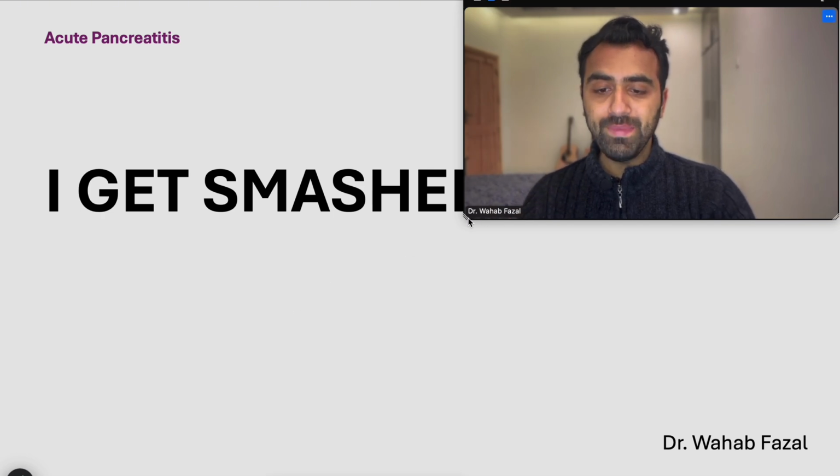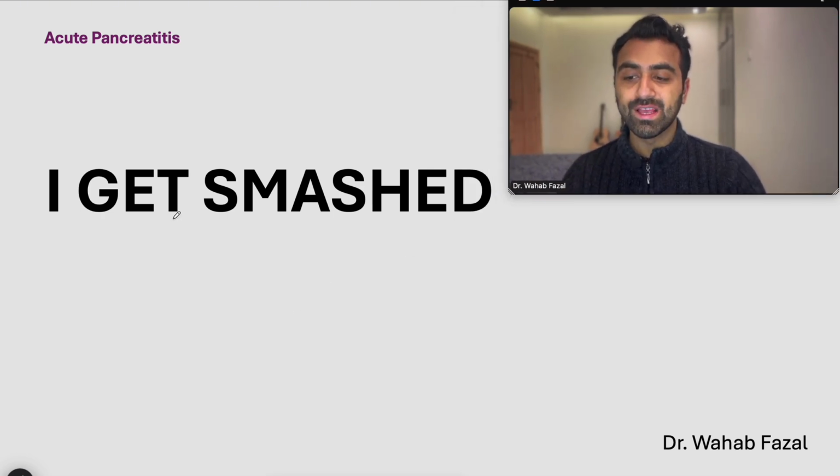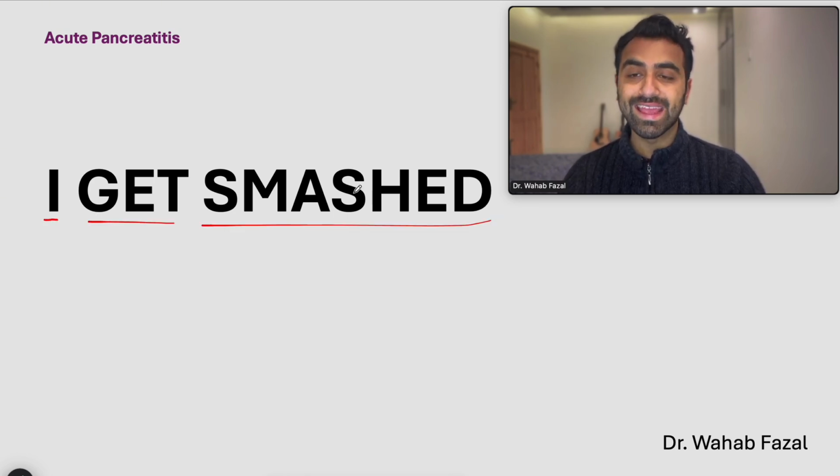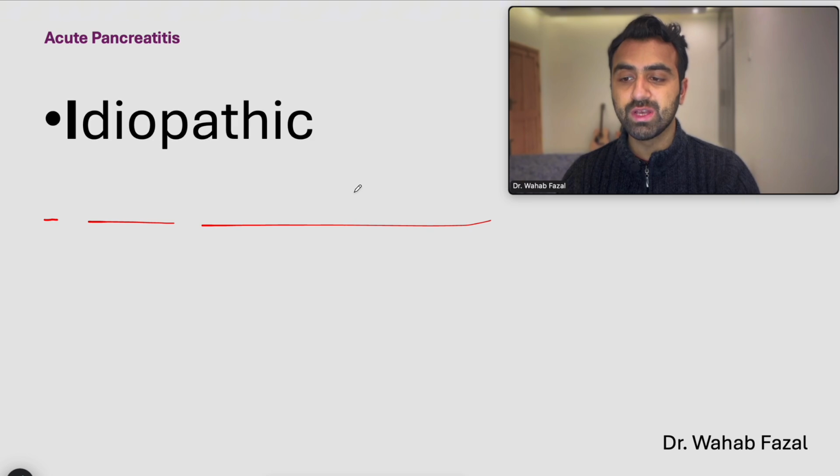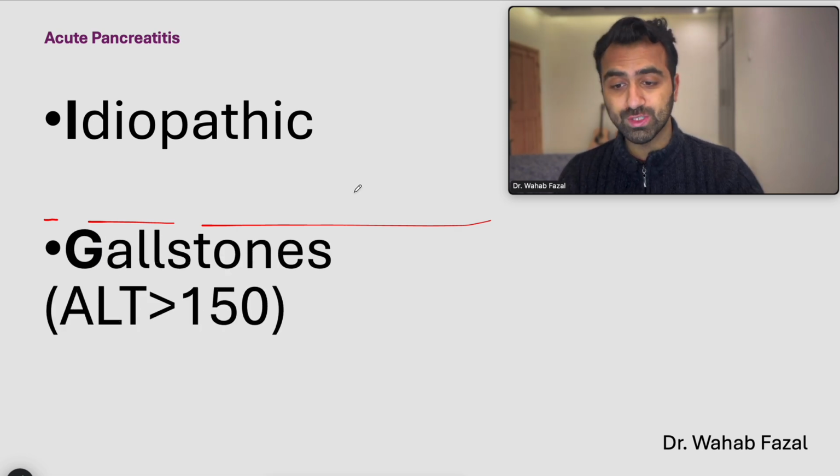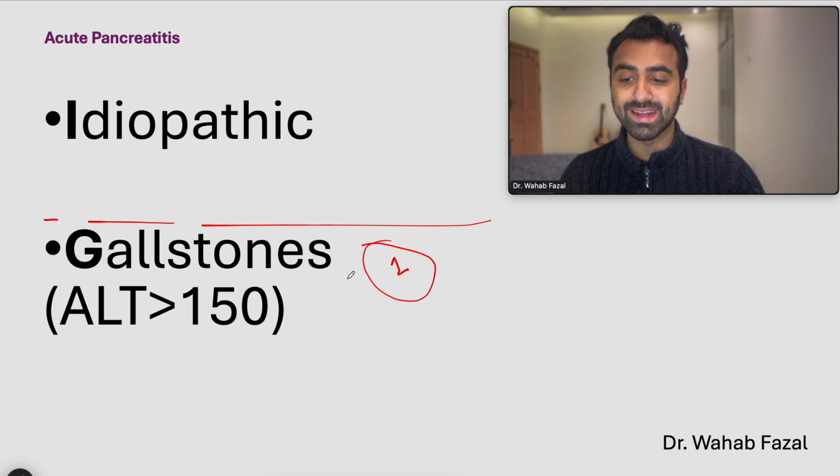To remember the etiology of acute pancreatitis, we will use a mnemonic that I used when I was in medical school, which is I GET SMASHED. What is I GET SMASHED? Well, the I stands for idiopathic. A lot of the time we don't know why acute pancreatitis is happening, so it's idiopathic. Gallstones. This is the number one cause of acute pancreatitis.